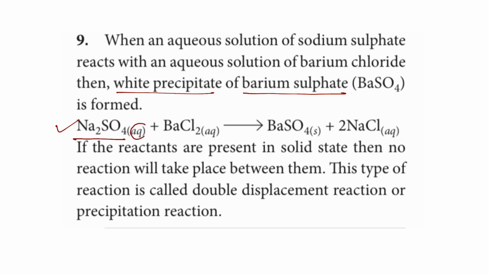Na2SO4 is in the aqueous form, BaCl2 in the aqueous form, BaSO4 is solid, it is a white precipitate, NaCl is in the aqueous form. So double displacement reaction, precipitation reaction, BaSO4 is a white precipitate. And remember, this is aqueous, solid and aqueous. Learn it, it is very important. Learn all the reactions and equations from the textbook properly. Balanced equations you have to learn.